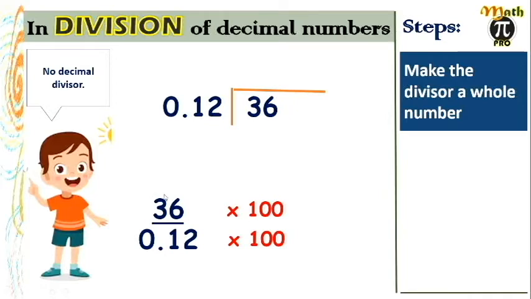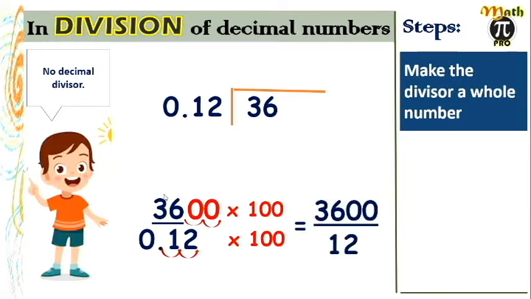So the shortcut would be moving the decimal point 2 places to the right. And we do the same in our numerator. So we can now say that 36 and 12 hundredths is equal to 3,600 over 12. So since the divisor is already a whole number, then we can now proceed with our division.